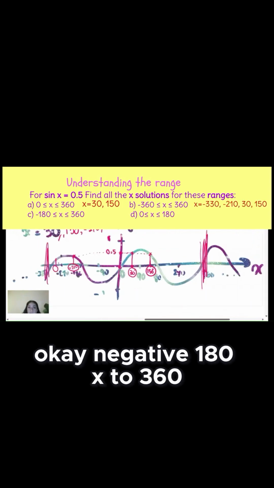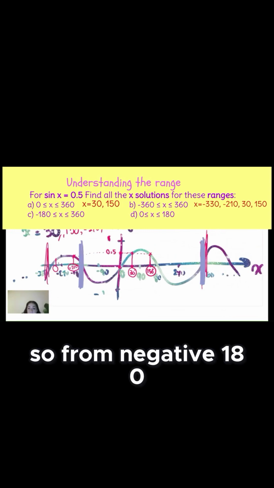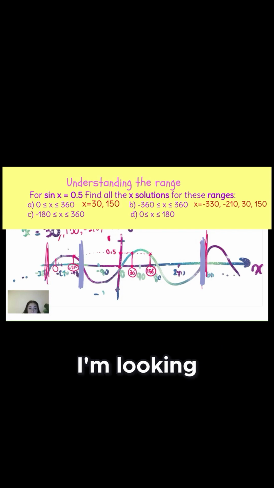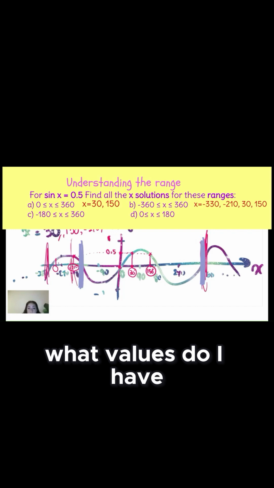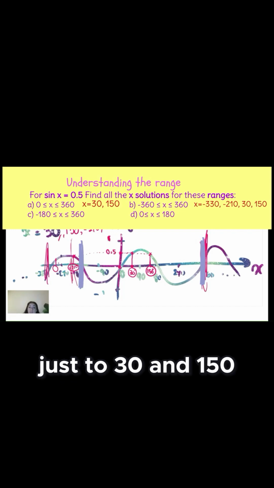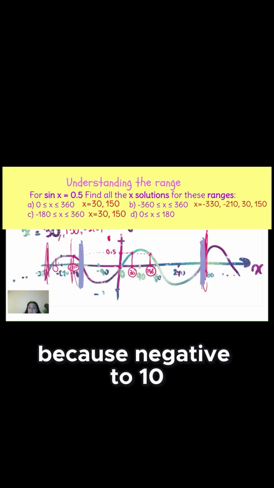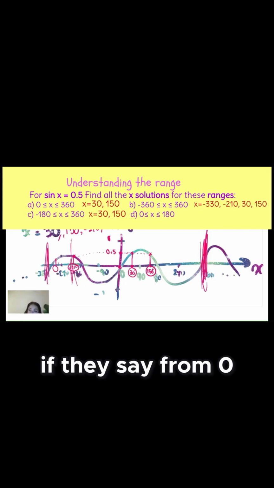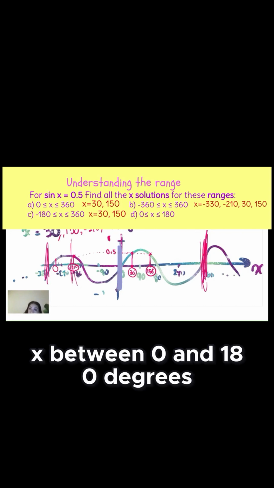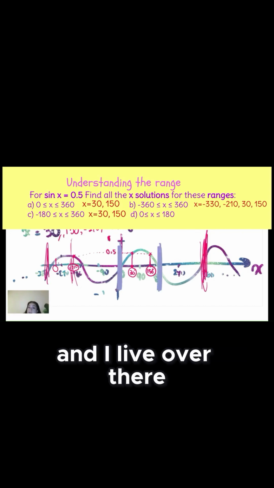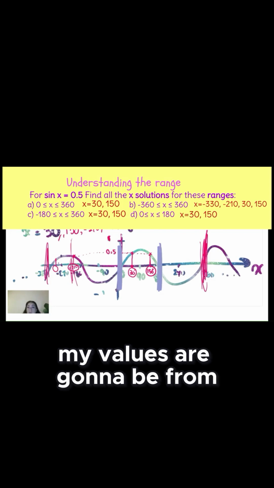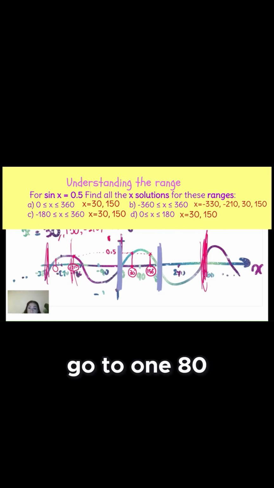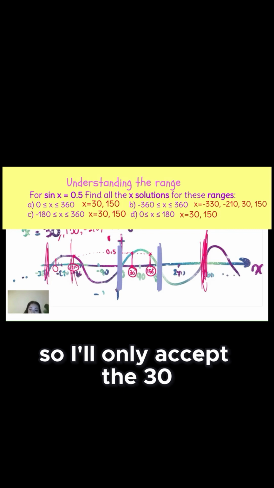Negative 180 to 360. So from negative 180, I'm looking all the way from here till 360. So what values do I have that are between that range? Just the 30 and 150, because negative 210 is outside, we don't care about that. If they say x between 0 and 180 degrees, and I look over there, my values are going to be from 0 to 180, so I'll only accept the 30 and the 150.